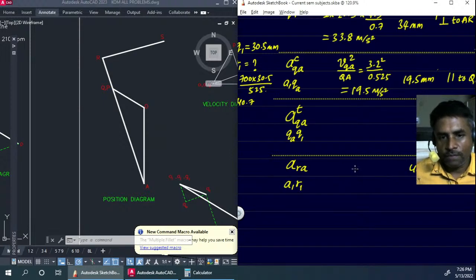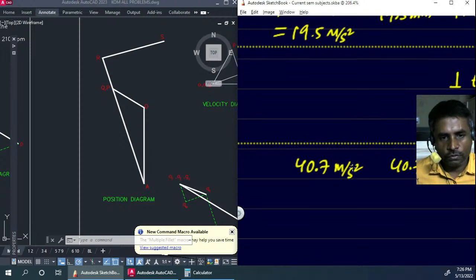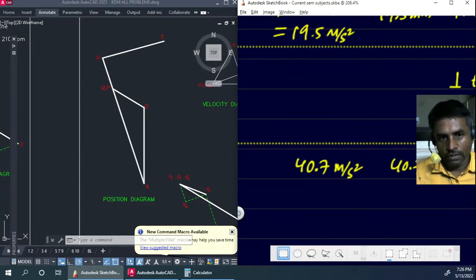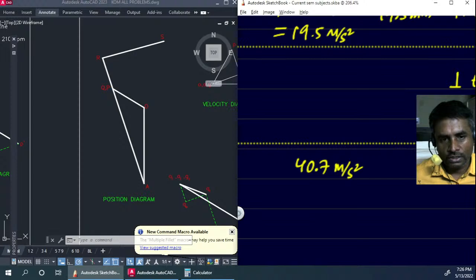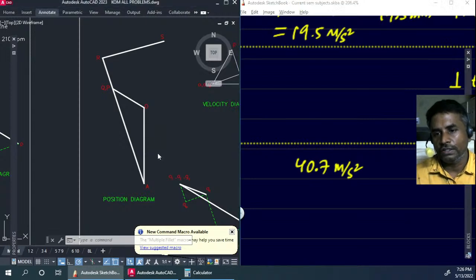So we need to convert this back into the acceleration. Actual acceleration is going to be 40.7. We'll have to actually draw it as 41, but we'll just take this value as 40.7 meters per second square. But here, since we have to round it off to the nearest value, because at the most, 1 mm is the minimum measurement we can do. So 41 mm is what we're going to take.